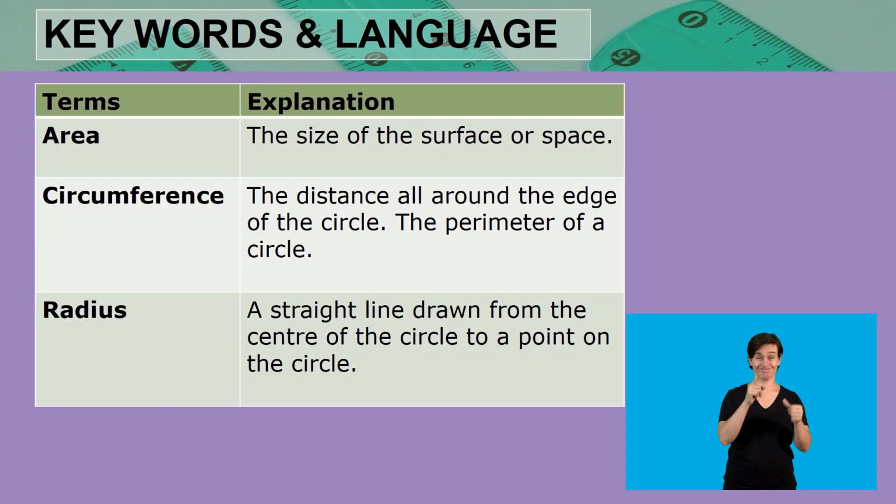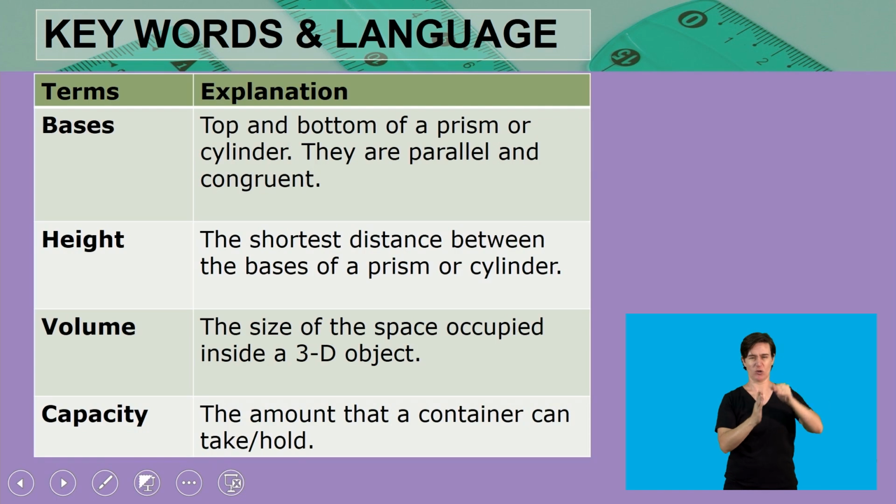Let's look at the keywords and the language that we are going to be using during this lesson. So we have area, which is the size of the surface or space. Then we have circumference, which is the distance all around the edge of the circle. That is the perimeter of a circle. Then we have the radius, which is a straight line drawn from the center of the circle to a point on the circle. Then we have bases, which is the top and the bottom of a prism or a cylinder.